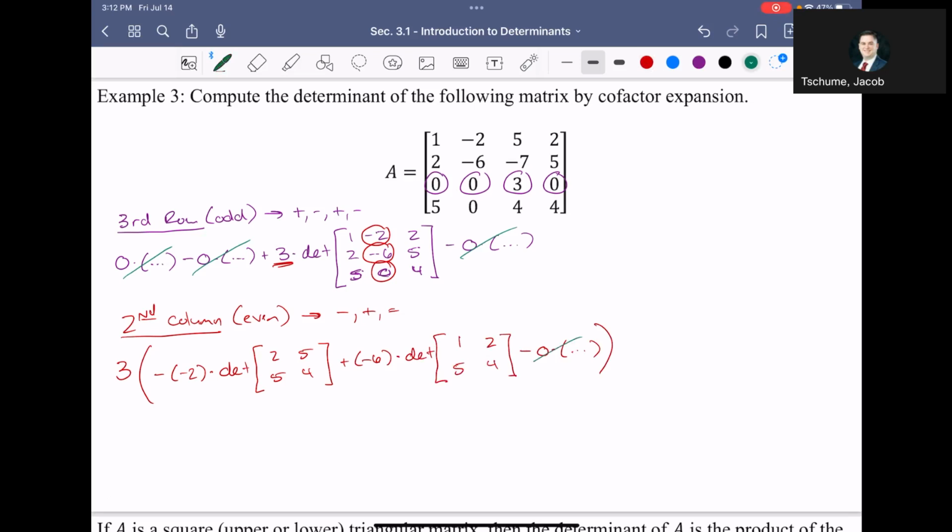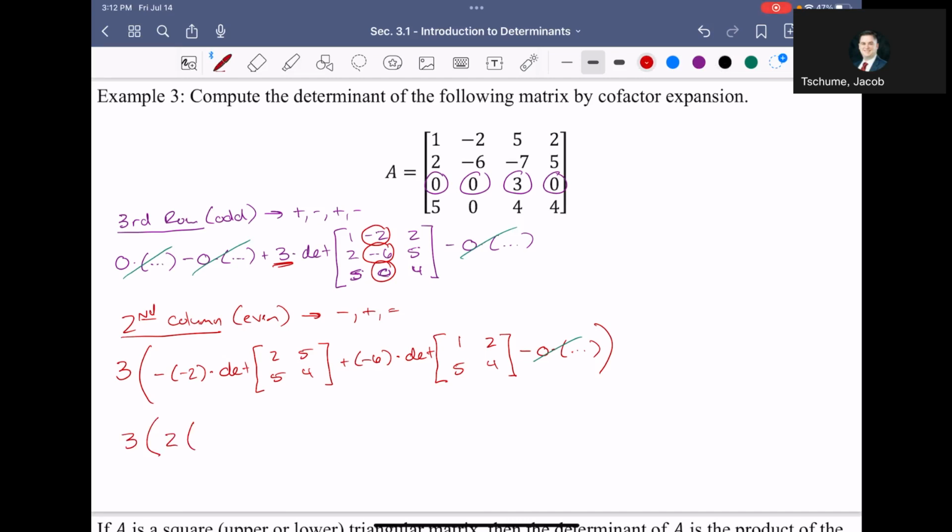And so at least that's one less number to worry about. And now that you've broken this down into 2 by 2 determinants, we can go through and finish solving this problem all the way out. So let's go from left to right here. You're going to have 3 times, open parentheses, a double negative makes this positive 2.